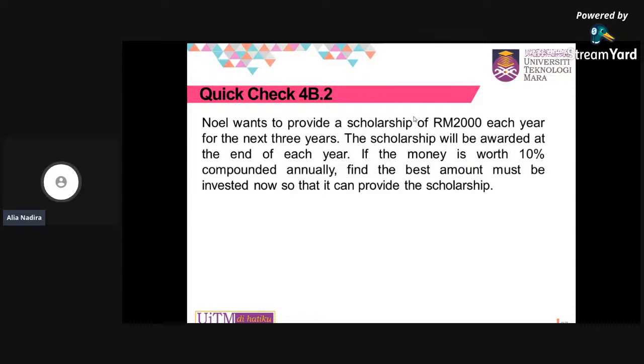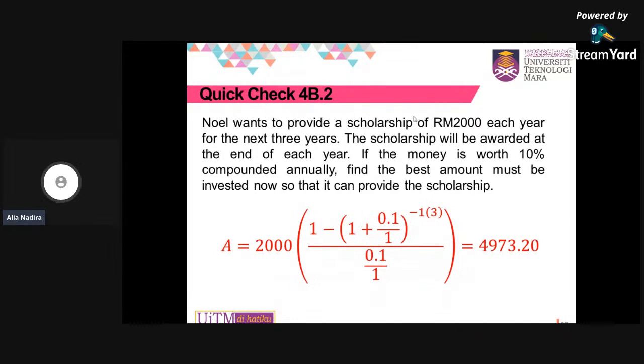Okay, same goes to the quick check number OB.2. Okay, dia nak provide juga scholarship next 3 years. Okay, so apa amount dia kena invest sekarang so that it can provide the scholarship. So dia kata kat sini dia pay 2,000 each year. Setiap tahun RM2,000. So this is your R.